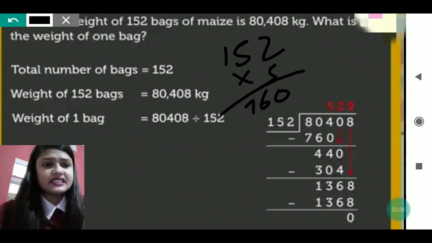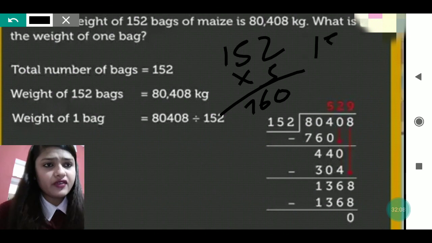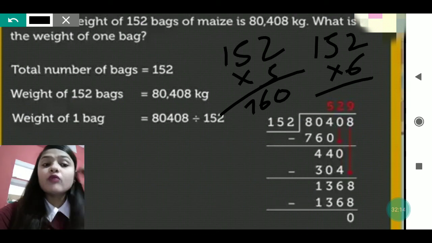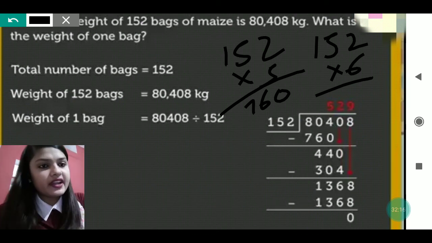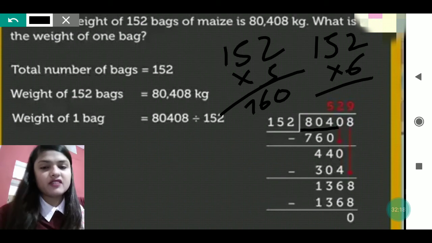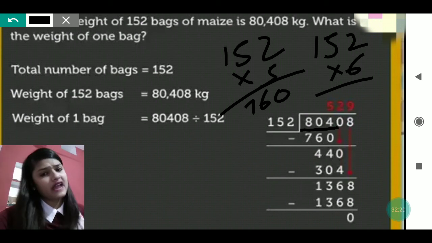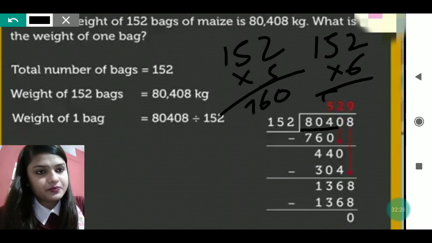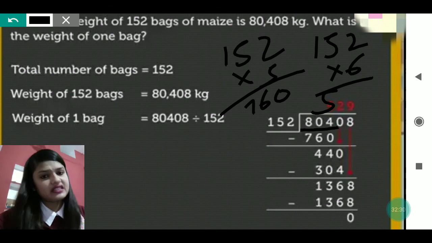If you multiply it by 6, you will get more than 804. So you have to take the number which is lesser than 804, or equal to 804. So when we read the table of 152 five times, we get 760. So 760 we will write just below 804, and we will subtract.